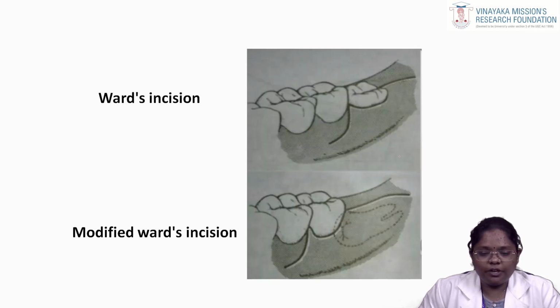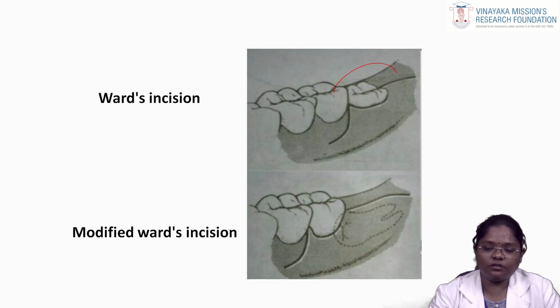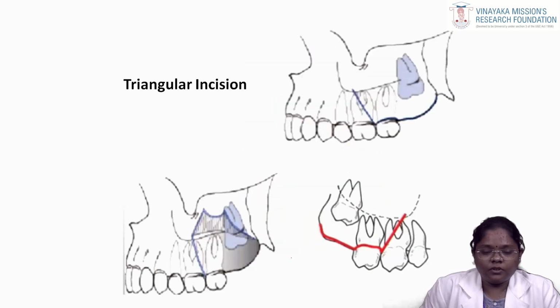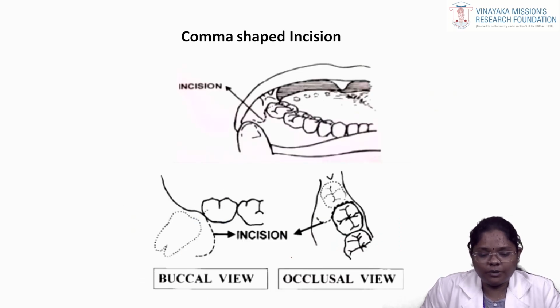Wards incision: the image shows the Wards incision. The second image shows the modified Wards incision, where the releasing incision is given distal to the first molar. Envelope flap. Triangular flap is usually used in the maxillary impacted molars. Comma shaped incision is usually used for deeply impacted teeth.